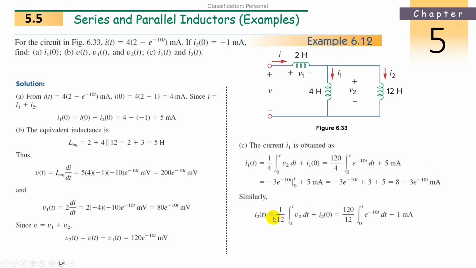Same. I2 of t is nothing but 1 by L, that is 12 henries, V2 dt. Now I have 0, then substitute, we will get minus e power minus 20. Why is it minus? See here, first one I1 is nothing but 8 minus 3 e power minus 20, but I2 is nothing but minus e power minus 20, because it is discharging. So like this we have to find the values.